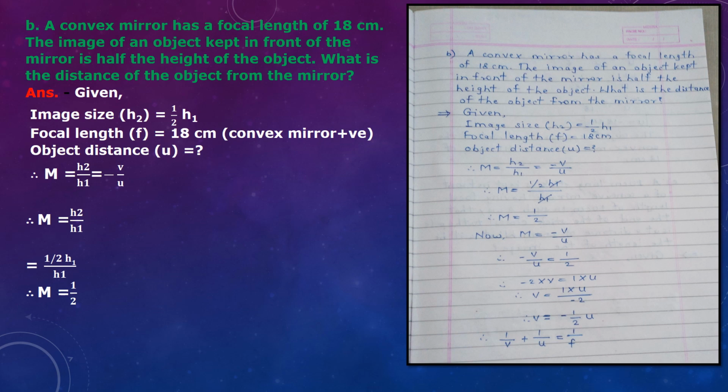Now here we know the magnification formula. M is equal to h2 upon h1, that is equal to negative v upon u. So magnification M is equal to h2 upon h1, but as we know h2 is equal to half h1, so we will put that value, half h1 upon h1. So here this h1 will get cancelled. So magnification M is equal to 1 upon 2.